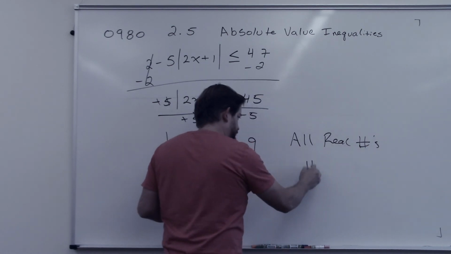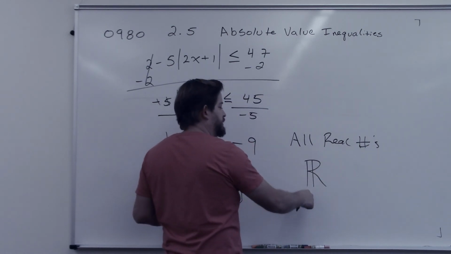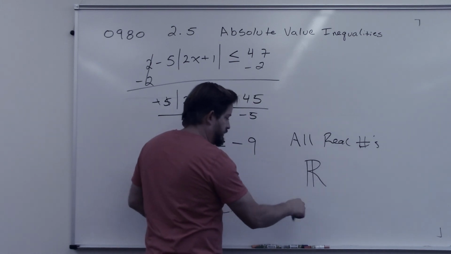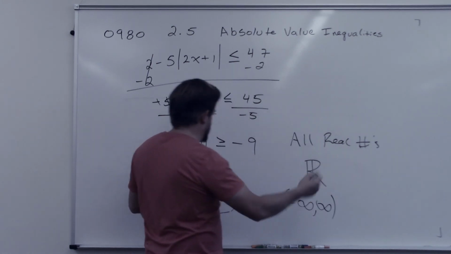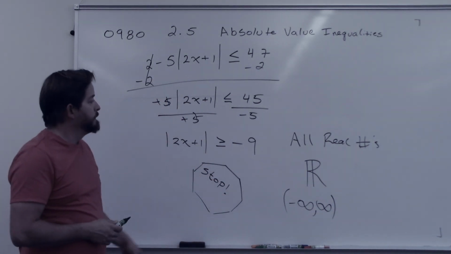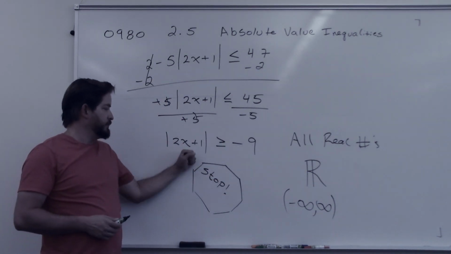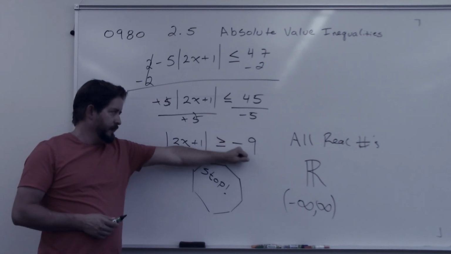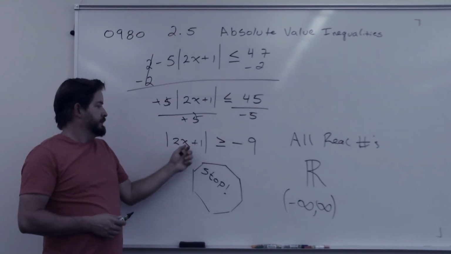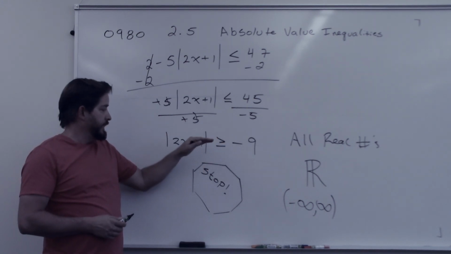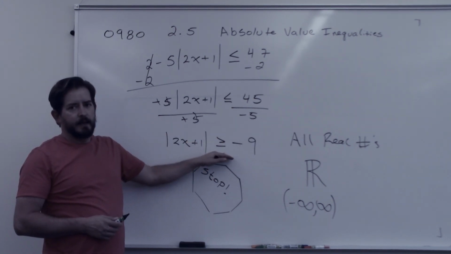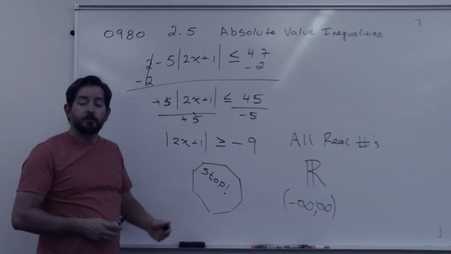Which again is that double barred R, all real numbers. Or if you want in interval notation, you can write it from negative infinity to infinity. It's everything in the real number line, right? So watch out for these when you get an absolute value isolated and a negative on the other side. If that absolute value is greater than that negative, it's everything. If that absolute value is less than that negative, it's nothing. So be aware of those.